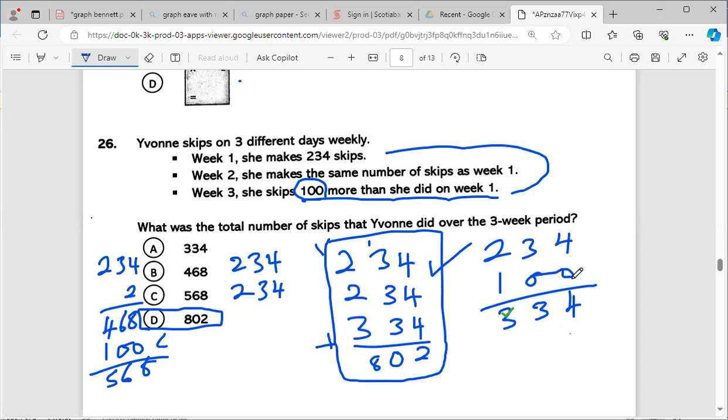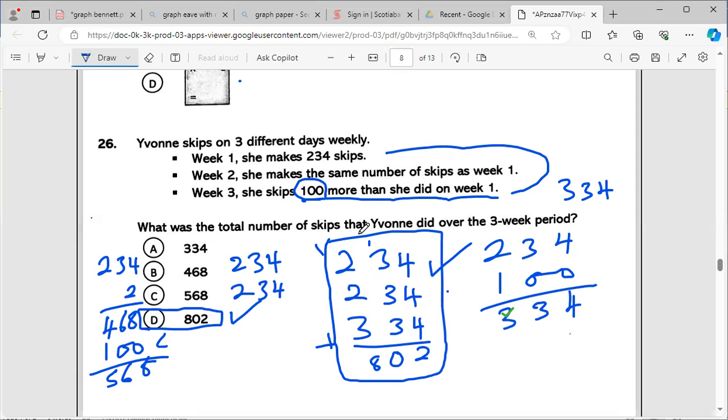So we have to add 100. That's how Kayla got the 334, right? We have to skip 100 more. So it's 234 plus the 100 that gives you the 334. So yeah, it's 802. Alright? So guys, read the questions at least 4 times. Write down the information and write what they ask you for. Do it in a logical way. Don't just read and answer. We don't do that. We take up the information part by part and then we answer it based on what they ask us for.